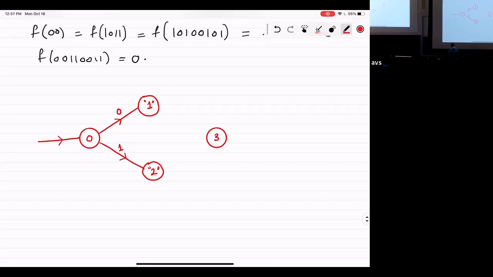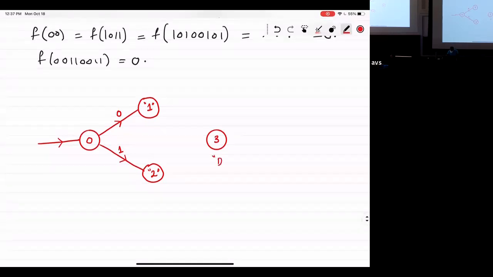So if I'm on this branch where the last bit I saw is a 0 and I see a 0, I need to reject that string. Let me call that a dead state. There's an easy way to do dead states. Somehow that's saying you are not going to lead to an acceptance state. What's an easy way to do a dead state?